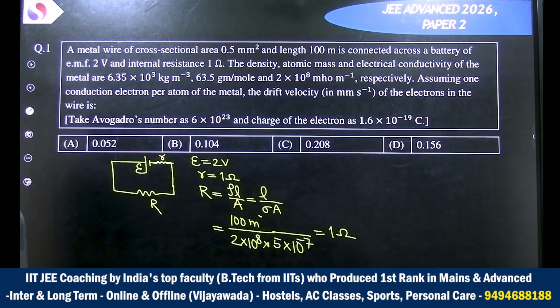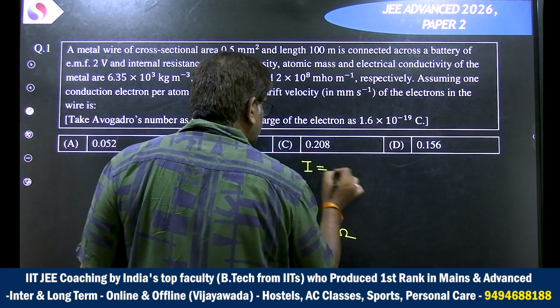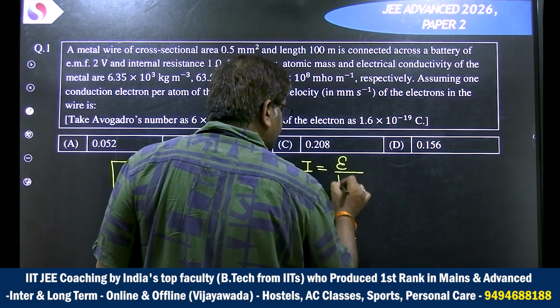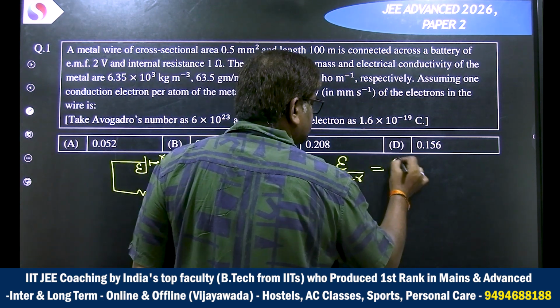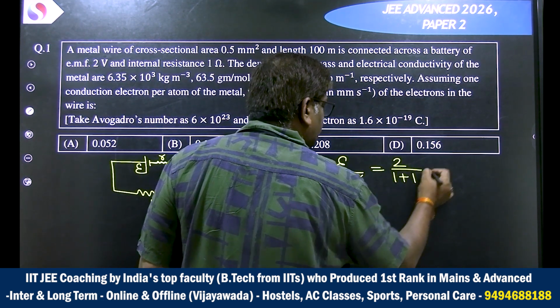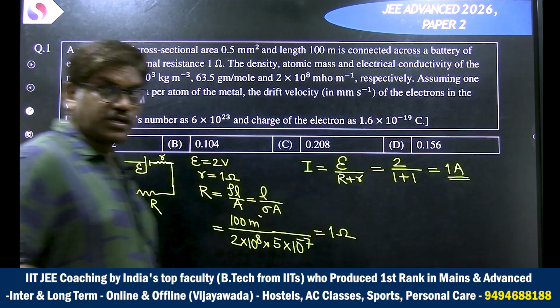So external and internal resistance both are equal in magnitude, and that's why the current in the circuit becomes E upon R plus r, as it is a simple resistance circuit. So this is giving you 2 upon 1 plus 1, that will be equals to 1 ampere. This way you are getting the amount of current which is flowing in this circuit.